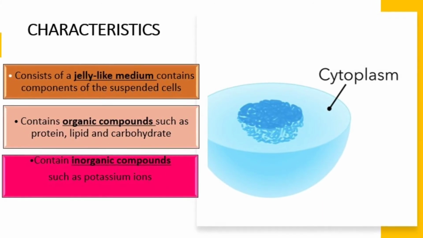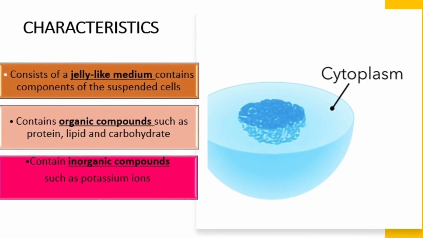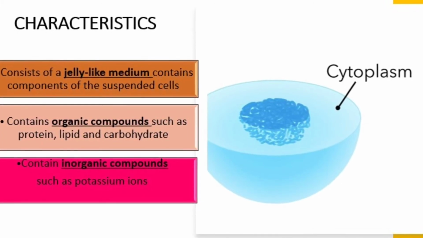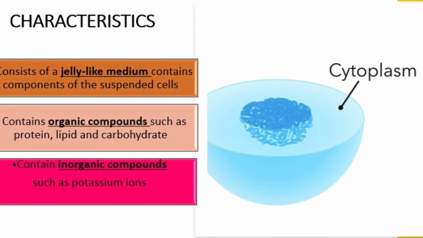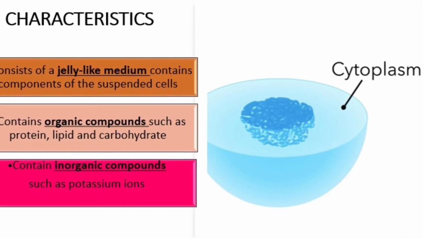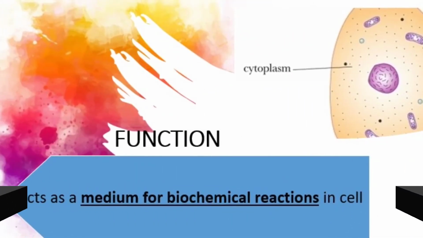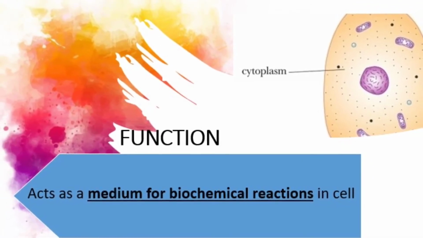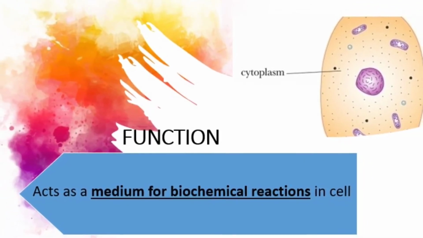Cytoplasm consists of a jelly-like medium containing the suspended components of the cell. It contains organic compounds such as protein, lipid, and carbohydrate, and inorganic compounds such as potassium ions. The function of the cytoplasm is to act as a medium for biochemical reactions in the cells.